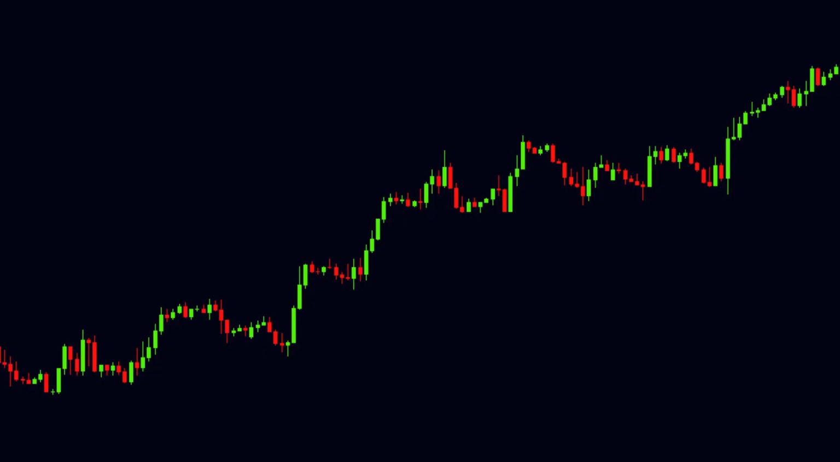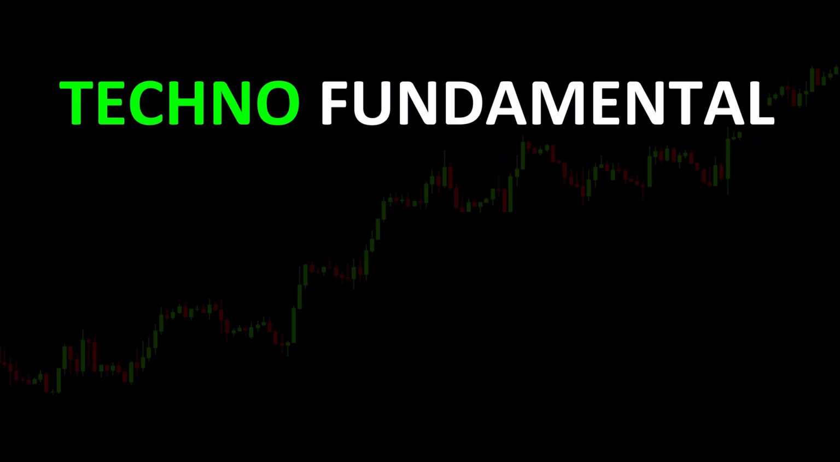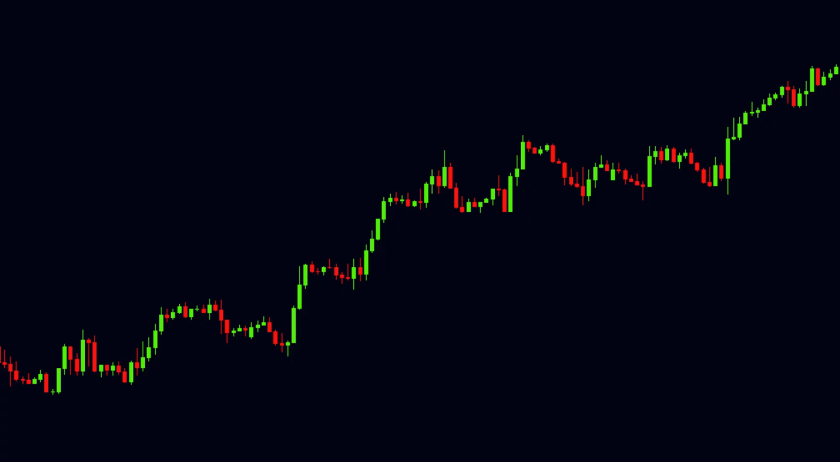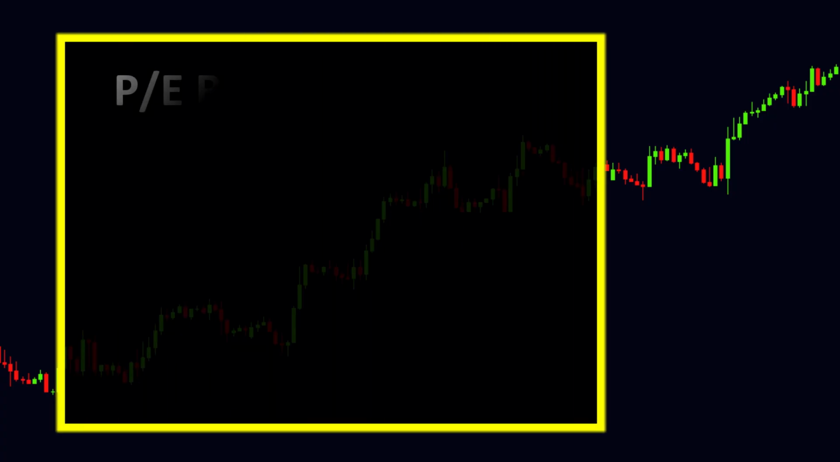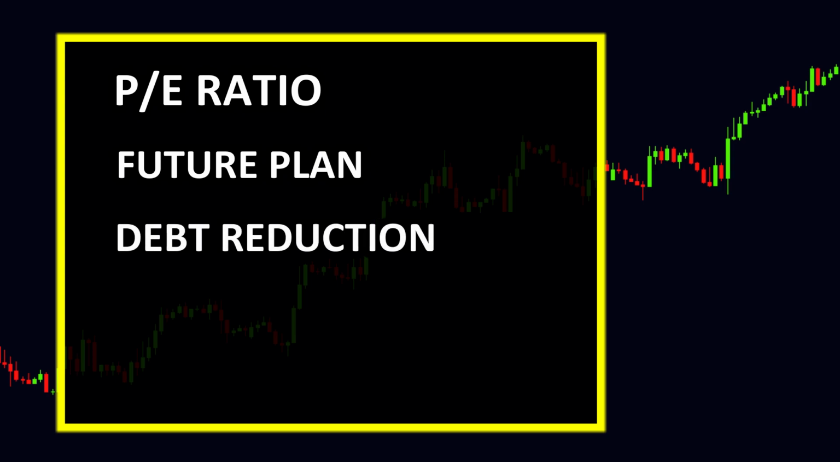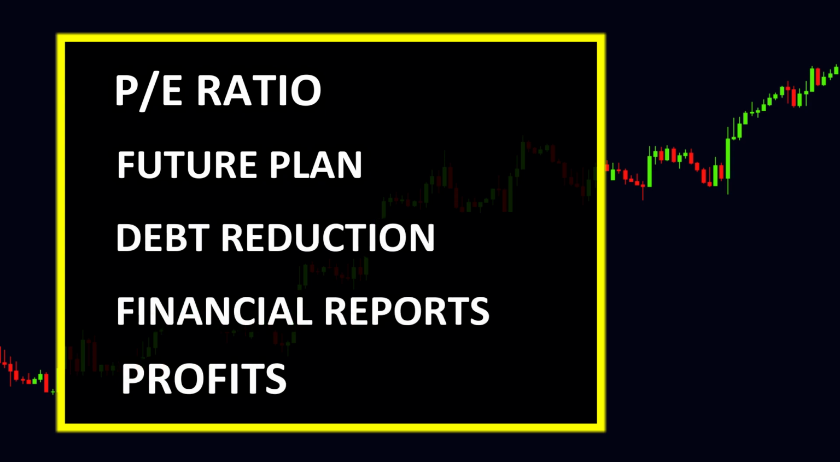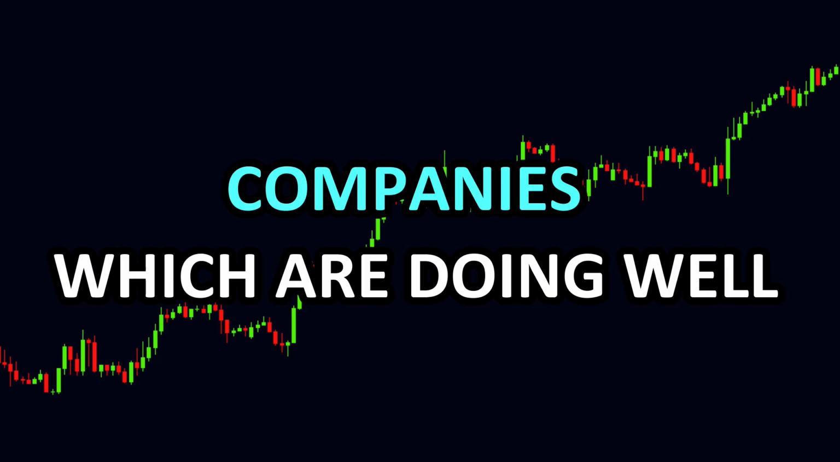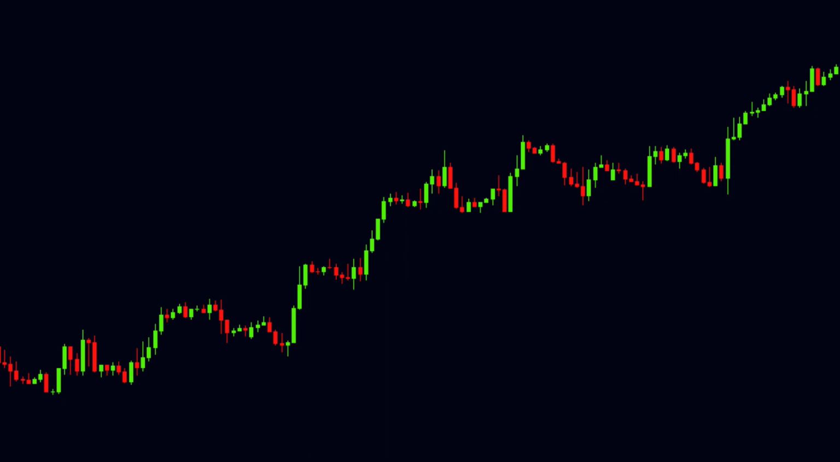It is very easy to understand the Darvas box trading system. This strategy is actually a techno-fundamental strategy. Thus, here we will consider both technical analysis and fundamental analysis. On the fundamental side, we will look at the PE ratio, future plans, debt reduction, financial reports and profits of the companies. From these points, we can select the companies which are doing well. After shortlisting them, our job is to analyze the stock of each company and find better trading opportunities.